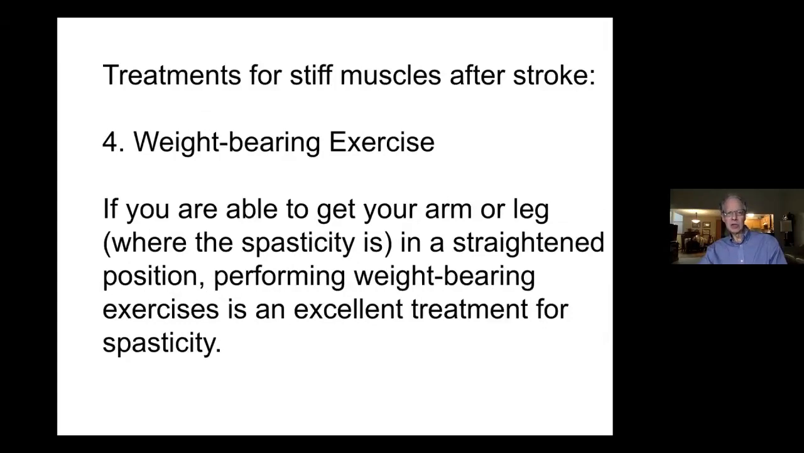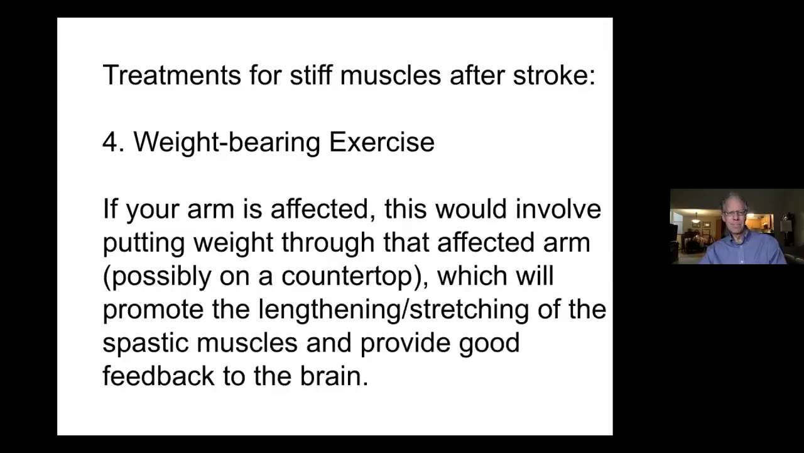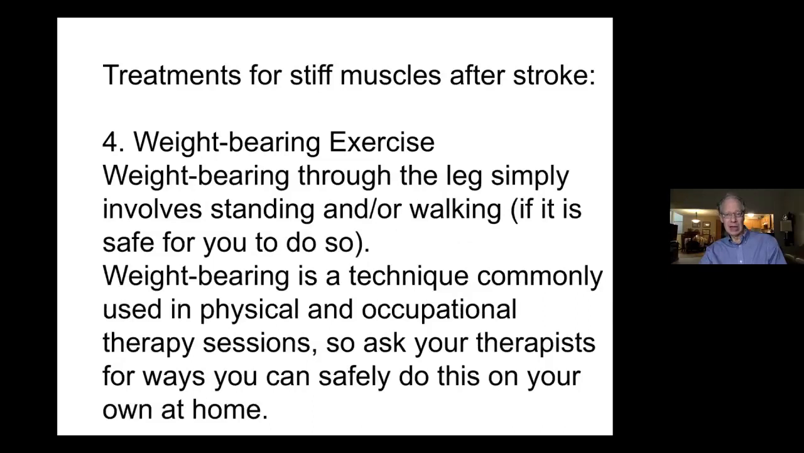Weight-bearing exercise is also useful. If you're able to straighten your arm or leg, that is the limb that has a spasticity, you can perform weight-bearing exercises. For example, if your arm is straight, you can put it on the top of a table and lean on it, applying weight. If your affected leg is straight, I think Ralph has a video of him standing on the affected leg. That's good as long as you hold on so you don't fall over. Again, this is about weight-bearing exercise, and this weight-bearing through the leg. Just walking is good, if it's safe for you to do so.